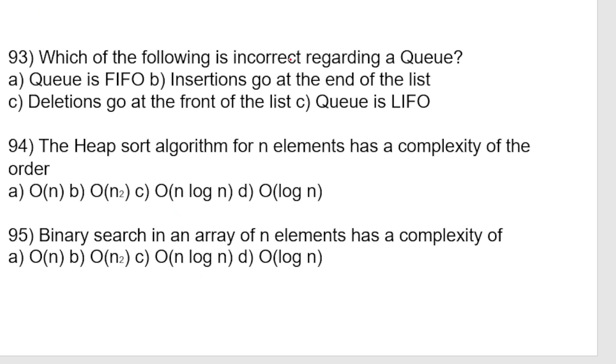Which of the following is incorrect regarding a queue? Again a question from data structure. Queue is FIFO, insertion goes at the end of the list, deletion goes at the front of the list. Queue is LIFO is the incorrect statement, LIFO means last in first out. So stack is a structure like this, whatever goes last comes first.